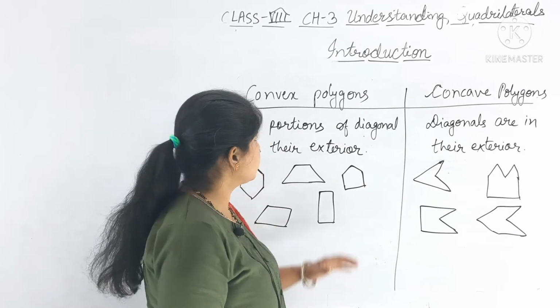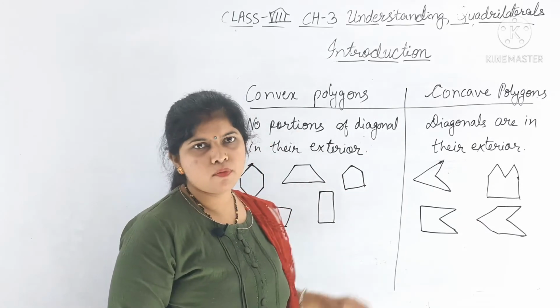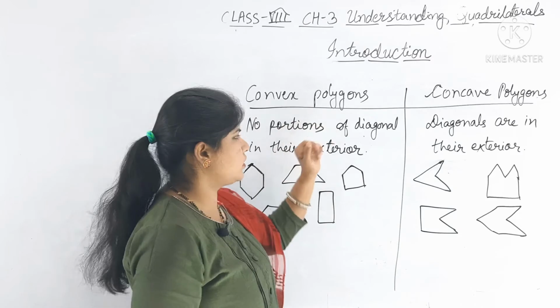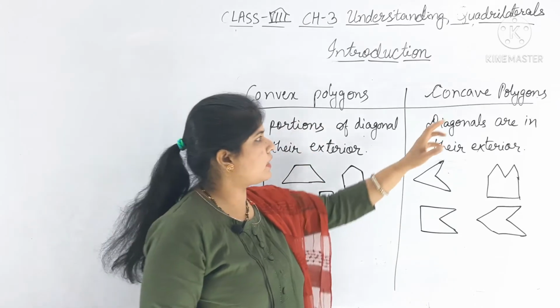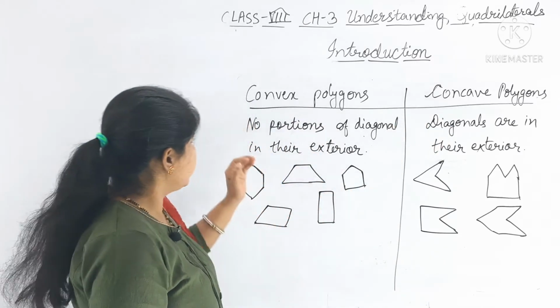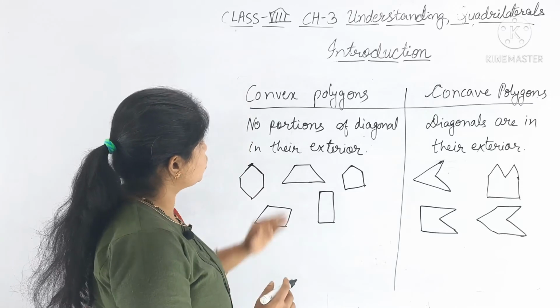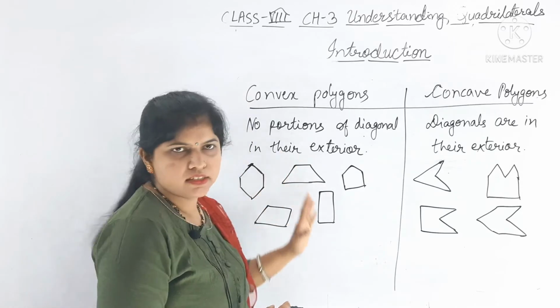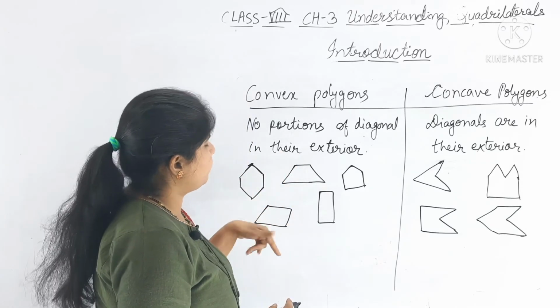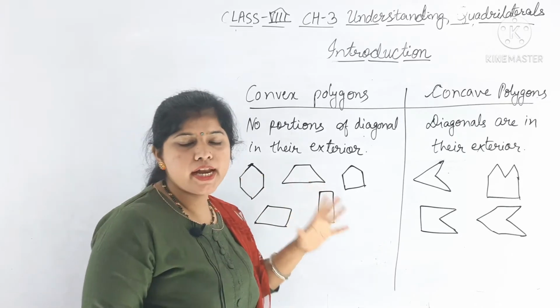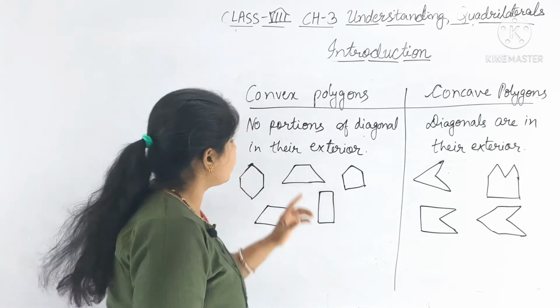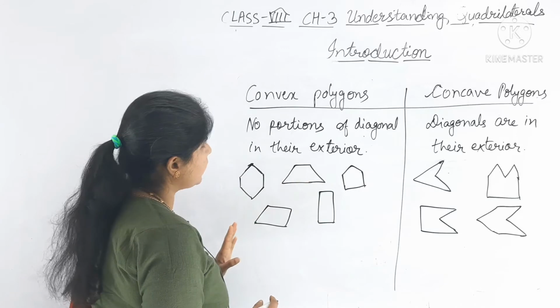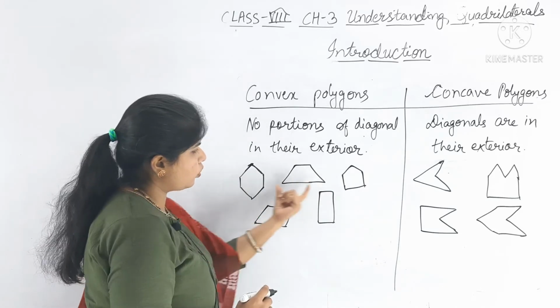Okay students, here are some more types of polygons. You can see that here are convex polygons and here are concave polygons. Convex polygons have no portion of a diagonal in their exterior. I told you earlier about the interior and exterior of a closed curve. So here there is no exterior diagonal. You can see that it is a closed curve.